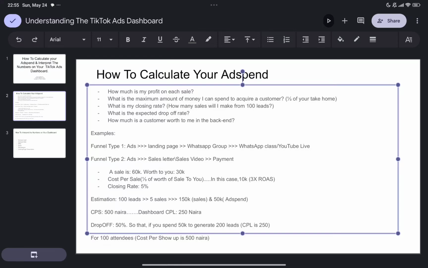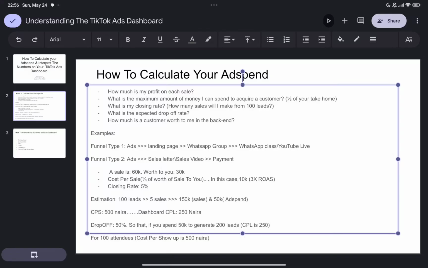Let's say, going back to the example I was using before, a sale is 60,000 naira. You get paid 60,000 naira, but to you, it is only worth 30,000 naira because you are getting 50% commission. So the cost per sale, which is how much you are willing to spend to acquire a customer, is, like I said, 1/3 of the sale to you. So in this case, this is 10,000 naira. That means you are willing to spend 10,000 naira to make one sale.